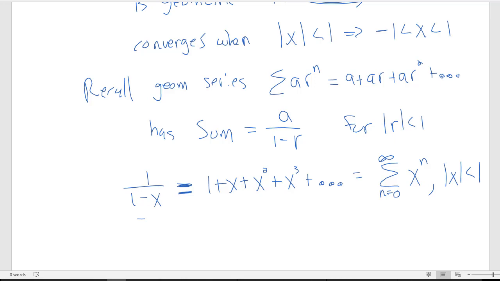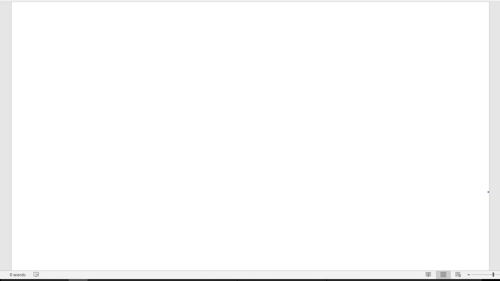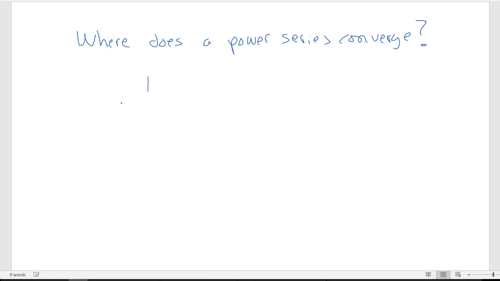All right, now again, our question in this section is, where does the series converge? So where does a power series converge? That's our bigger question here. Now we already answered the question. Again, I'm going to repeat myself. We already answered the question that this series converges on the interval -1 to 1.